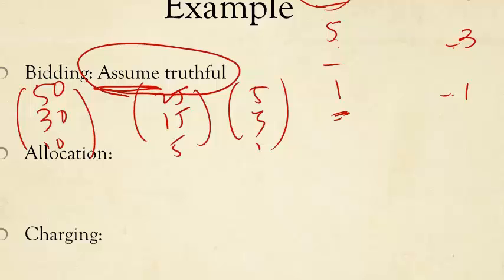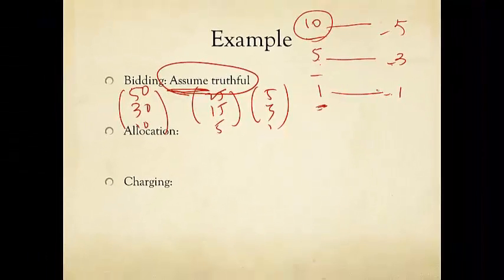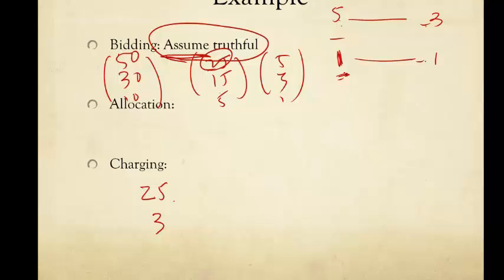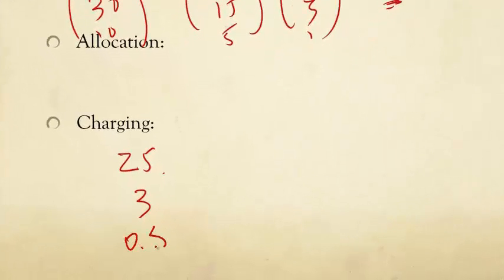And the allocation is simple. The first one gets this one, the second gets this one, the third gets this one. What about the charging? The first one will be charged this, that's 25 dollars per click. The second one will be charged by the bid from the third bidder on the second space. So it'll be charged 3. The last one will be charged the very small minimum, which is 0.5 in this case.